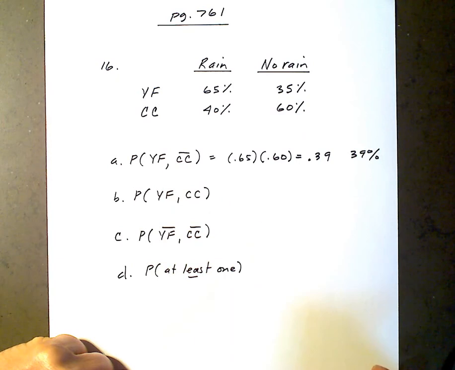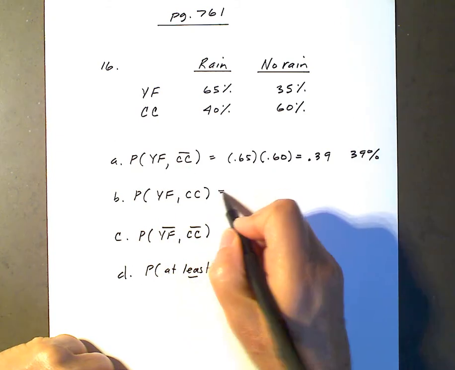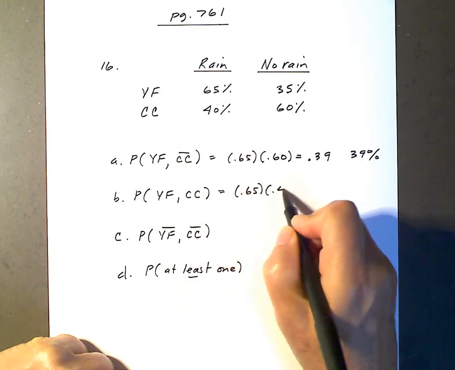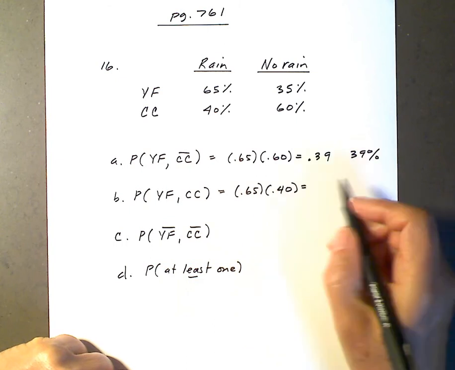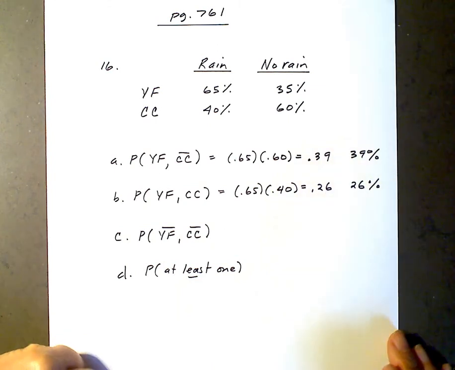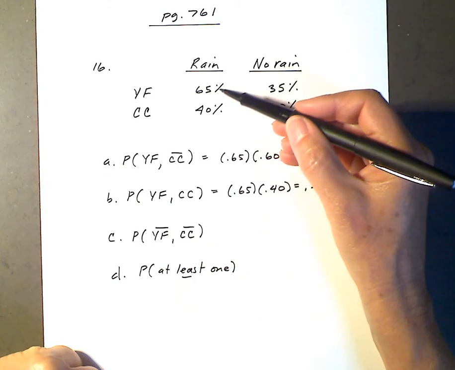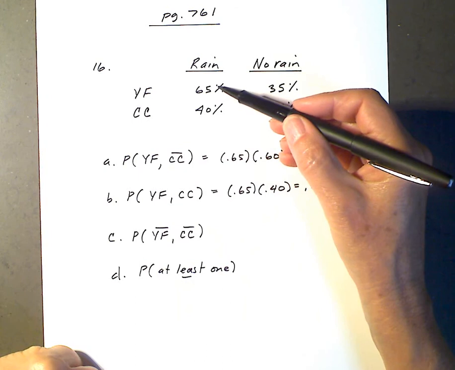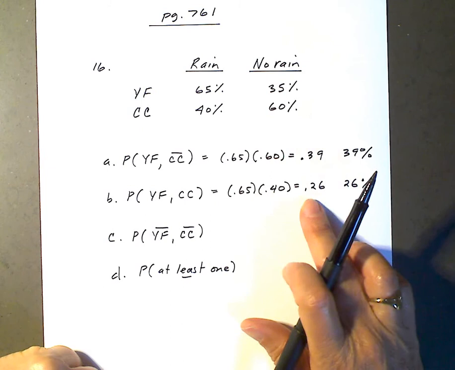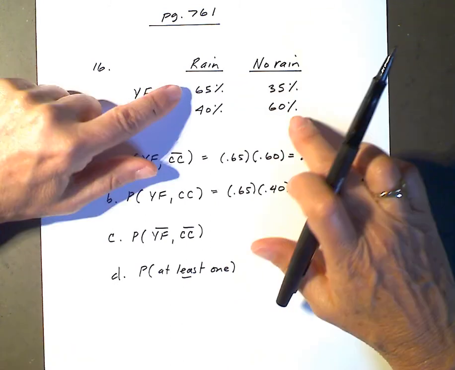In part B, the probability it rains in both Yellow Falls and Copper Creek, well, that's going to be the product of these two. So 65% times 40%, and that's 26% probability that it rains in both towns. So not that great, because it's just slightly more likely than 50-50 that it will rain in Yellow Falls, and it's not as likely to rain in Copper Creek. So raining in both is less likely than raining just in Yellow Falls, because the two highest probabilities are those two.